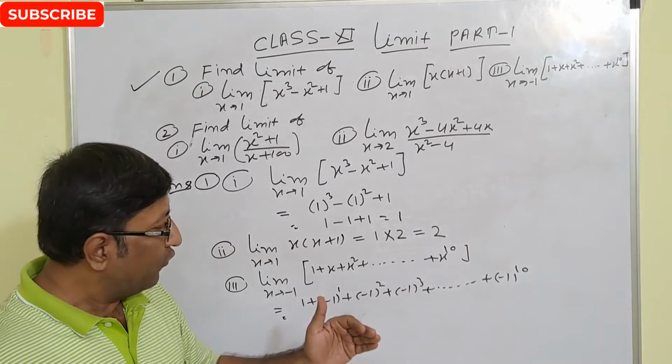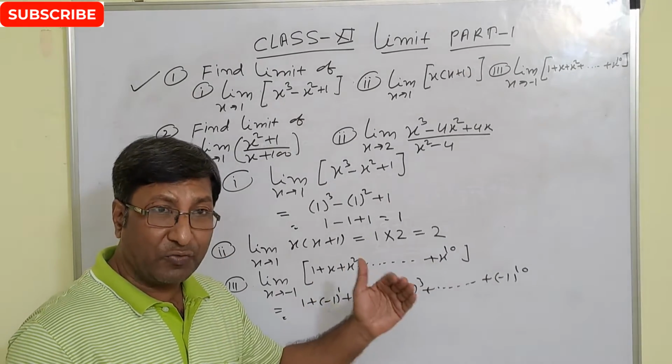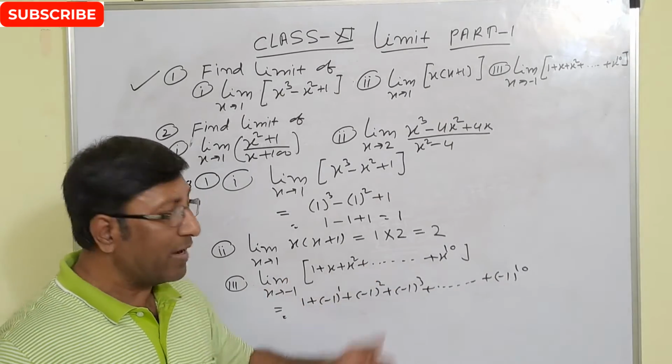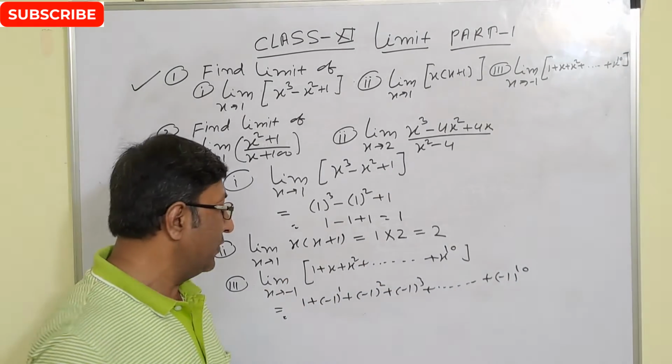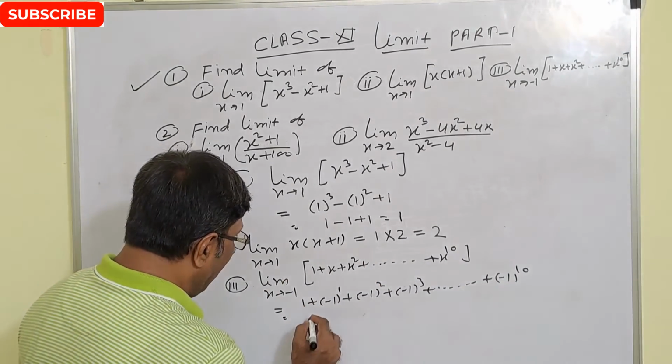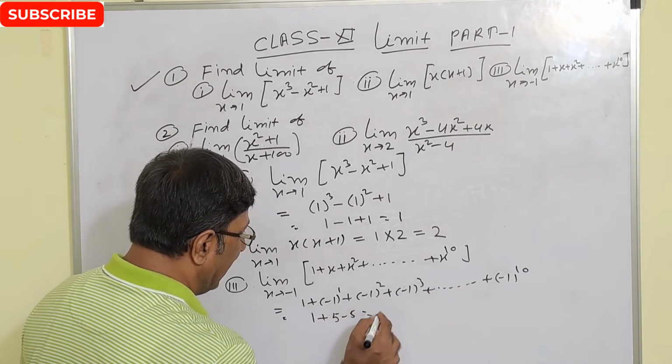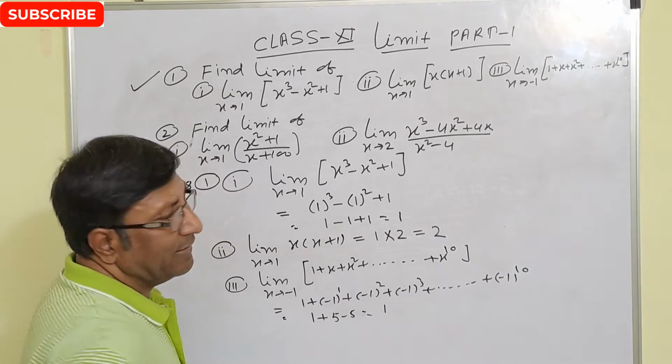1 positive and 5 terms positive, that is 5. And 5 terms negative, that is minus 5. So 5 minus 5 will be what? 0. So our answer will be 1 plus 5 minus 5. That is 1 is the correct answer.